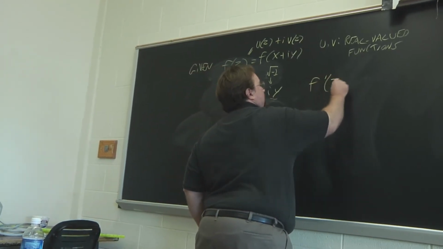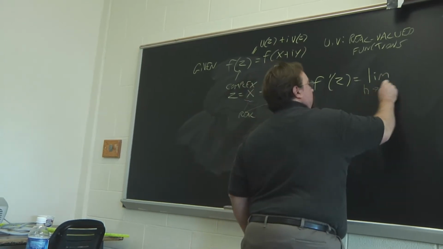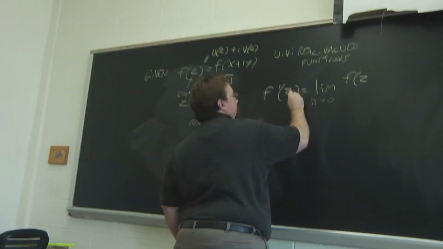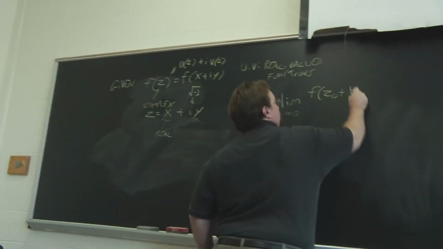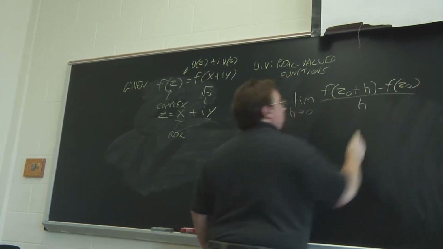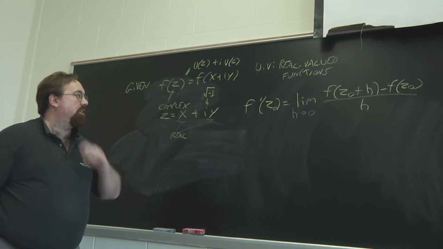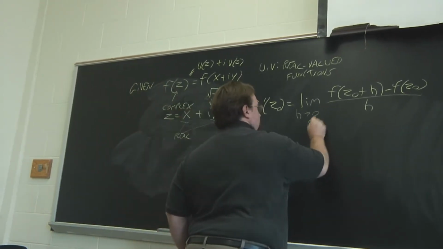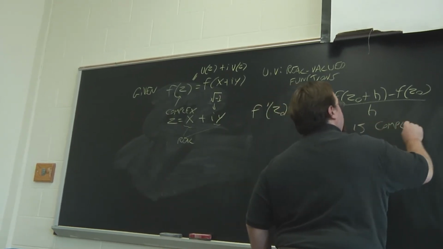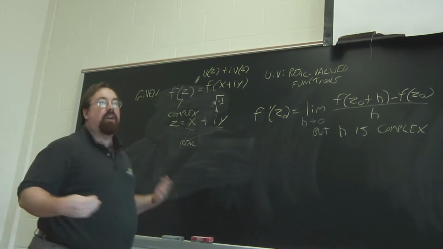So f prime of z, well, you can define it in the same way as for reals. Limit as h goes to 0 of f of z naught plus h minus f of z naught over h. So at first it seems there's nothing different, but there is something very different, and that is h is complex. So it has a real part, it has an imaginary part.